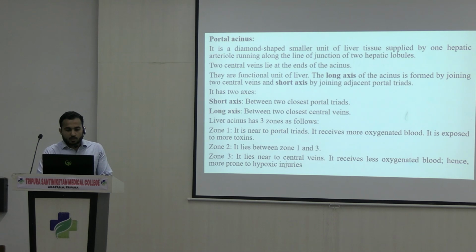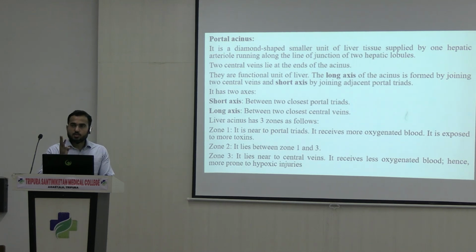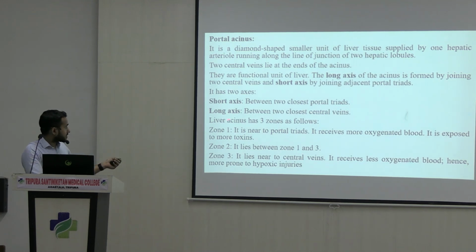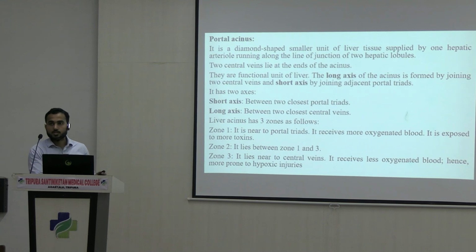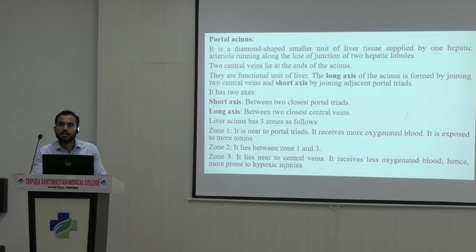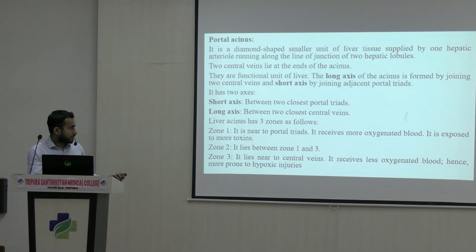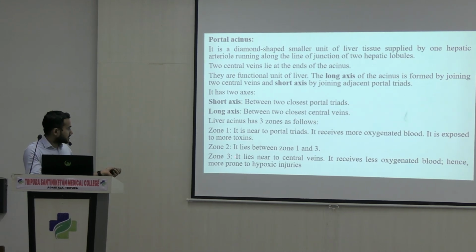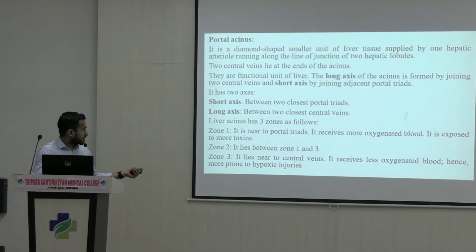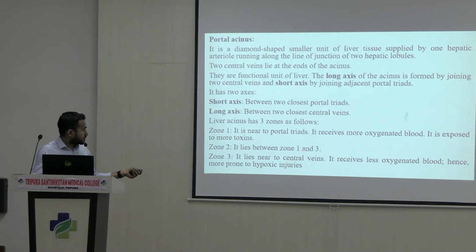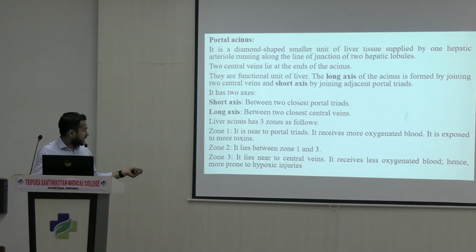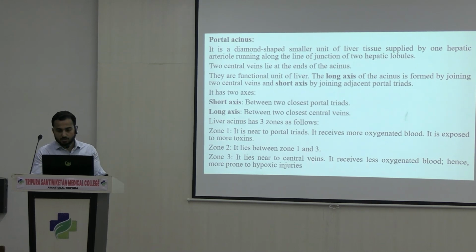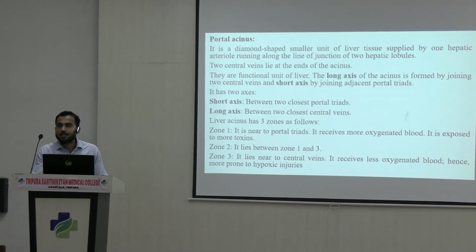Okay. Next, there are three zones. Okay, three zones are present in the liver acinus. Okay, because as I mentioned, it is supplied by a branch of one hepatic artery. Okay, so three zones are there: zone 1, 2, and 3. Now, zone 1 is near the portal triad. Zone 2 lies in between 1 and 3, and zone 3 lies near the central vein. Okay, now these have important clinical significance.